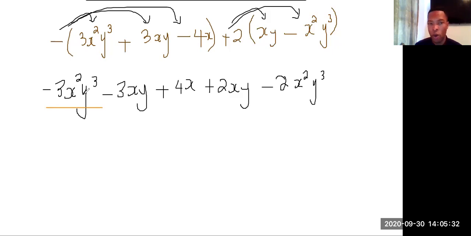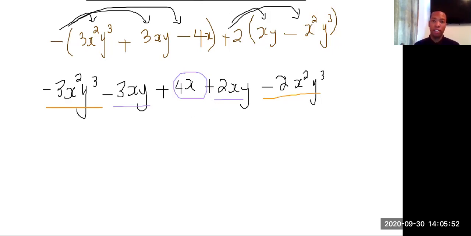Now I have to go in and group my like terms. This one has x squared y cubed, and this one has x squared y cubed. So those two go together. This one has xy, this one has xy. Those two go together. This one is the only one that's going to stand alone because I have nothing else to group it with.